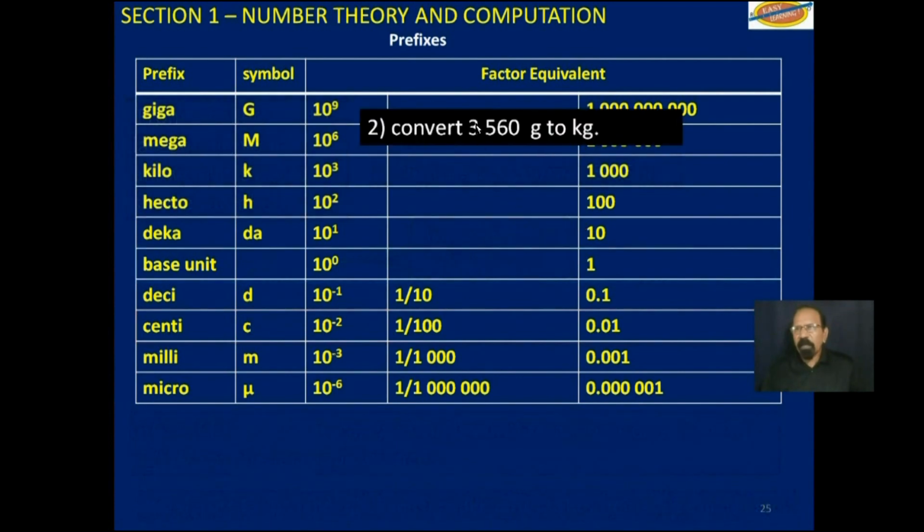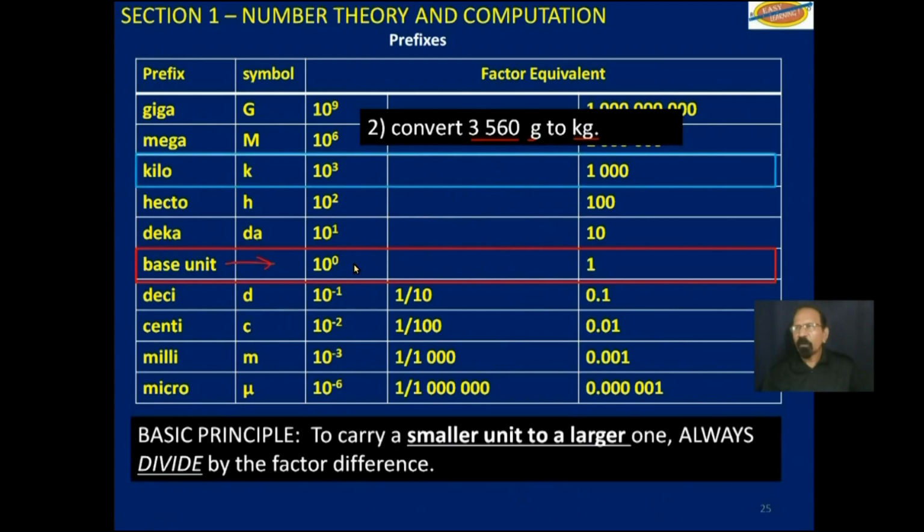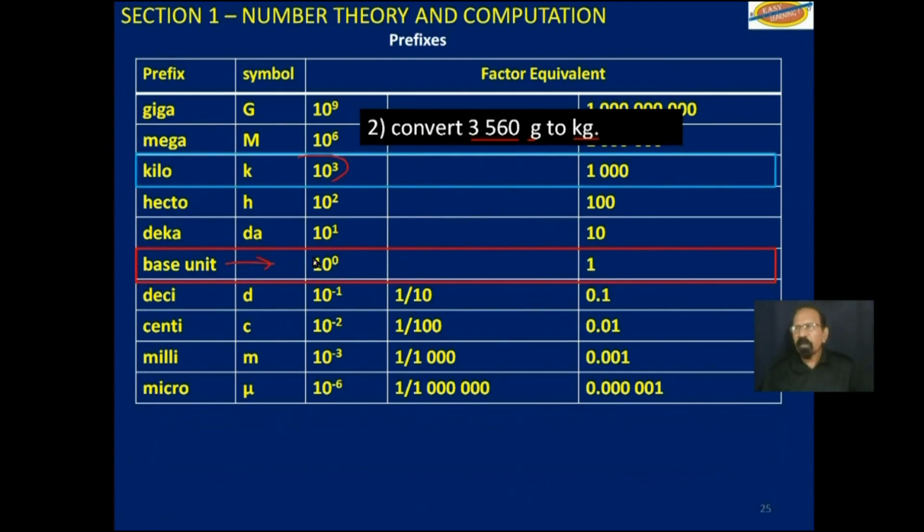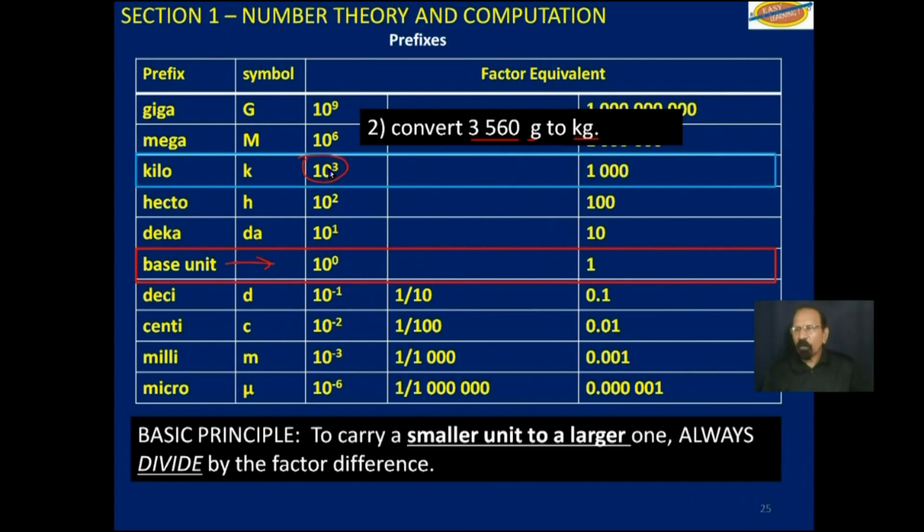So let's look at another example. Convert 3,560 grams to kilograms. Now, I know this is not length, but still, it would demonstrate the point. We are going from grams to kilograms. So grams is here, it's our base unit, and we are going to kilograms, which is here. So we are moving from a smaller to a larger. We are going up. We will always divide.